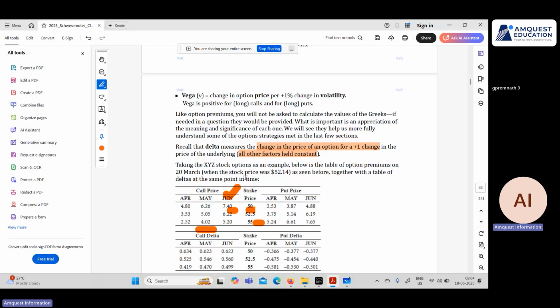And let's say my stock price is 52.14, and if I just increase it by 1, for a strike price of 55, same, May 55, and the option price is 4.02, if I increase this price by $1, for the same strike price and the same month, my option price would increase by 4.02 plus 0.47. My new call price would then be 4.49.